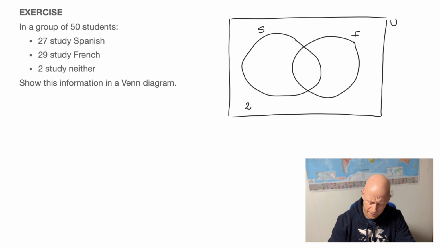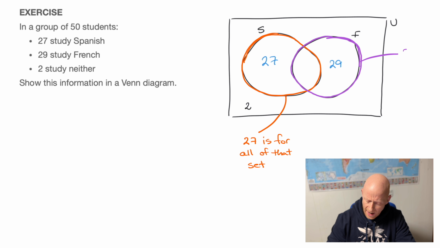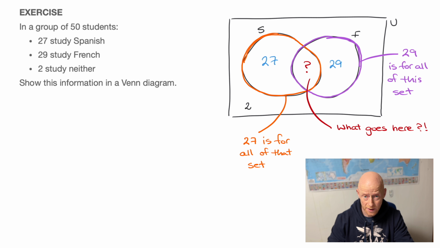Next, if I look at the fact that there are 27 students studying Spanish and 29 studying French, well, where do I write those numbers? A common mistake would be to say, okay, well 27 study Spanish, so I'll write that there, and 29 study French, so I write that there. But again, that would be a mistake. To convince you of that fact, if we go ahead and add these 3 numbers, 2, 27, and 29, you'll see that we'll get a number which is bigger than 50, which simply isn't possible since there are 50 students in total.